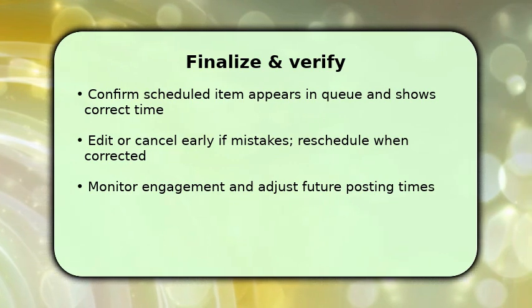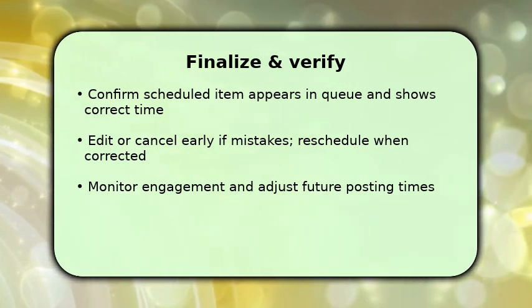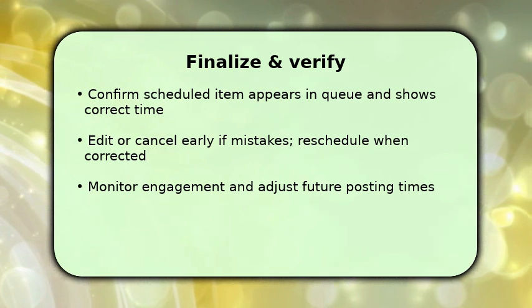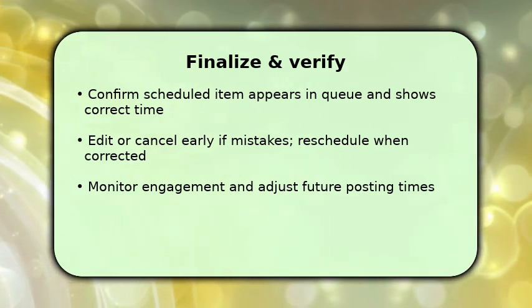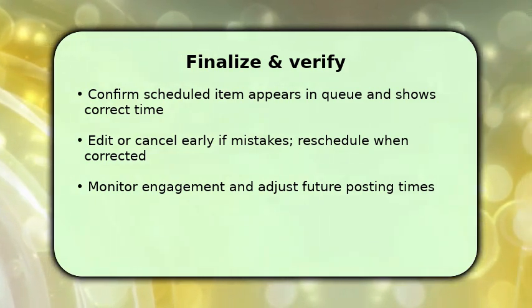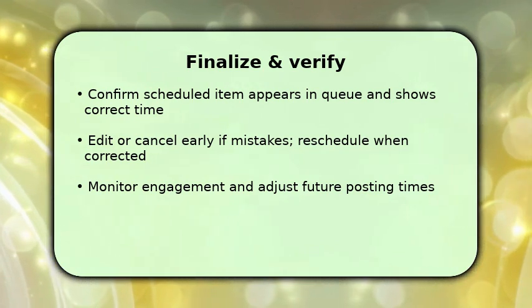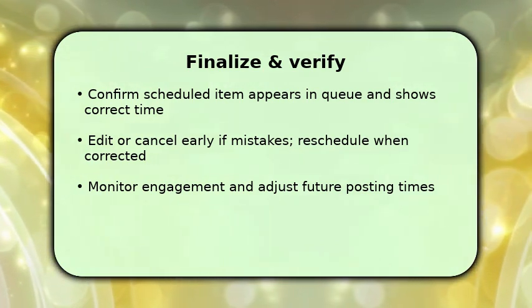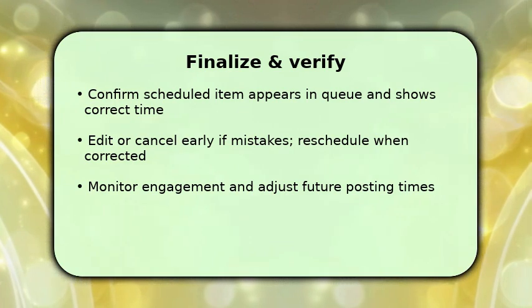After the post publishes, monitor engagement metrics to learn best times and content types. This iterative feedback loop improves future scheduling. Troubleshooting tip: if a scheduled post fails, check account permissions and reconnect the scheduler, then requeue the post.